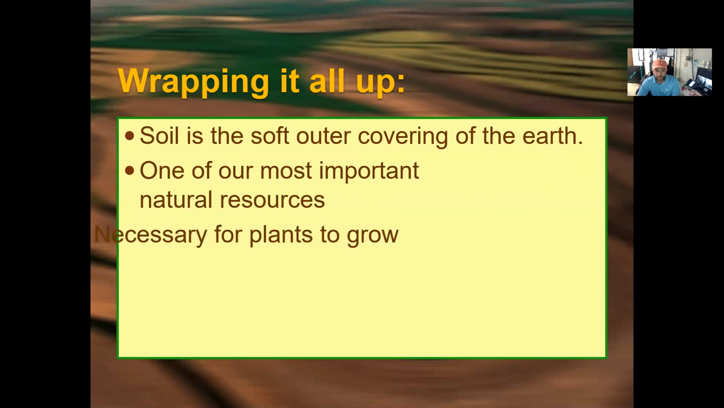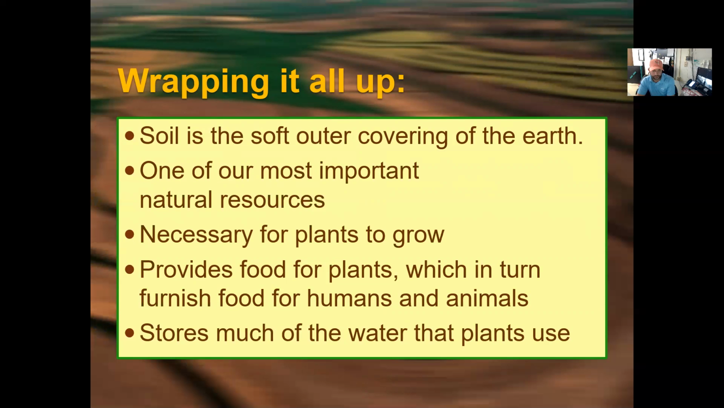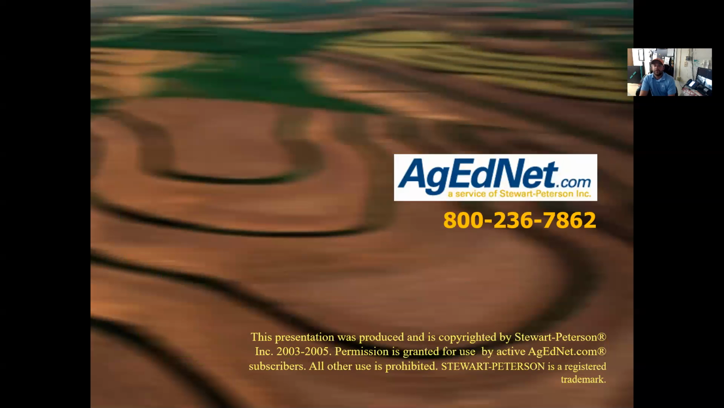soil is the soft outer covering of the earth, one of our most important natural resources necessary for plants to grow, provides food for plants, which in turn furnish food for humans and animals, and stores much of the water that plants use. So remember, at the end of the day, soil is one of the biggest parts of making sure your plants, turf, pretty much anything is successful in terms of growing.